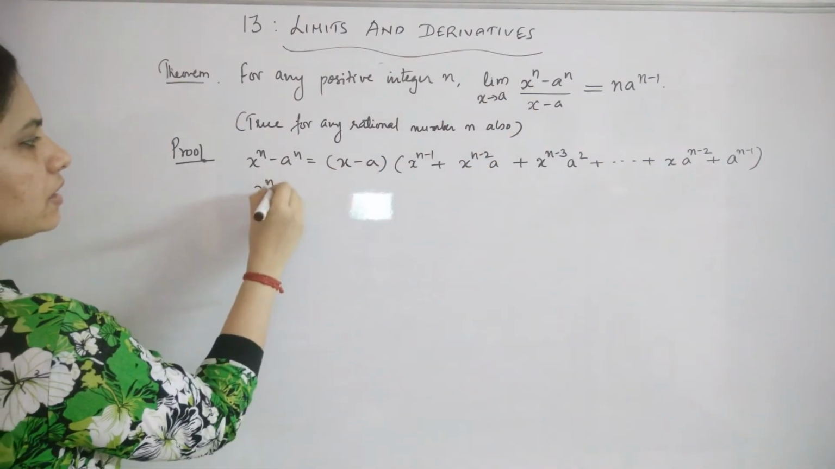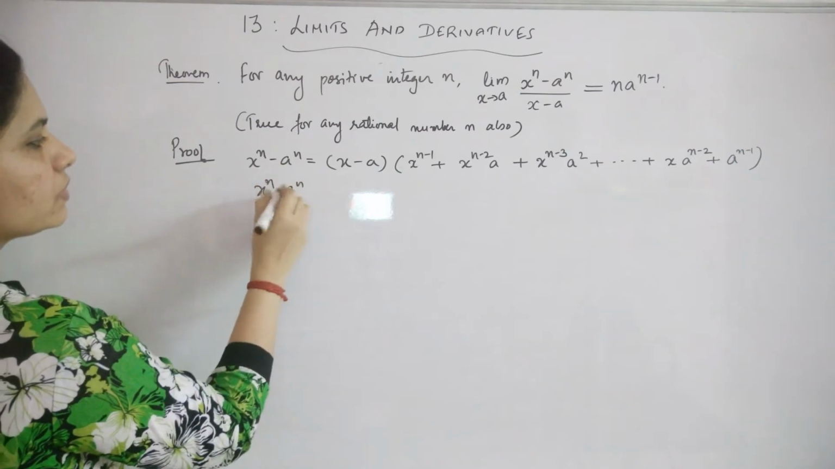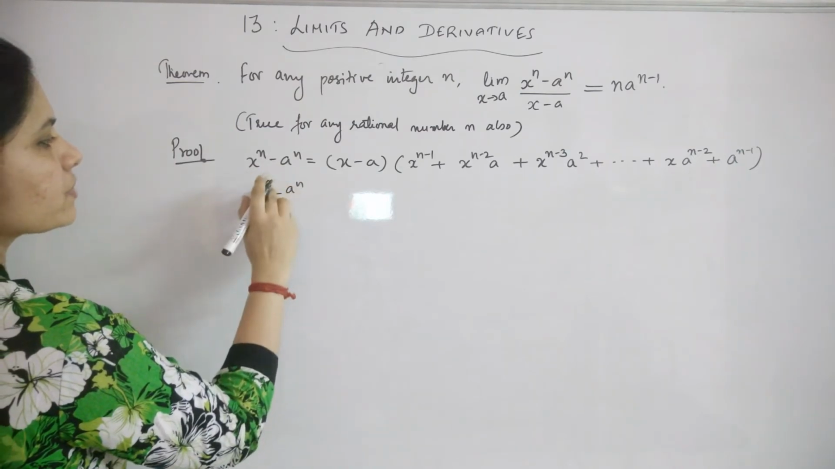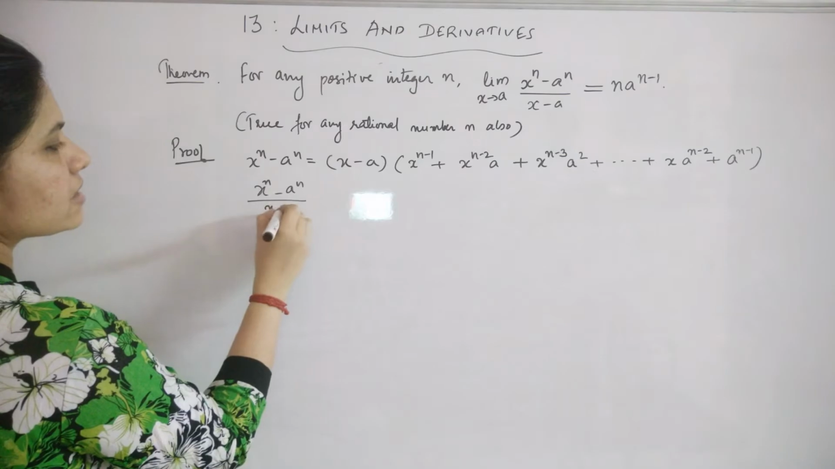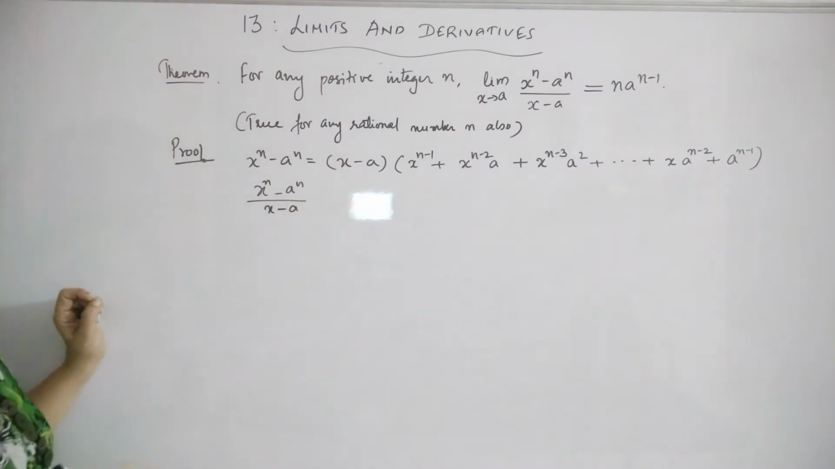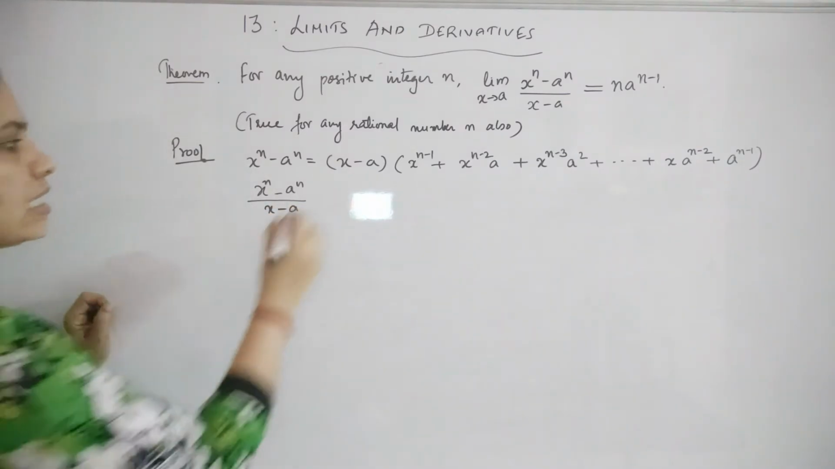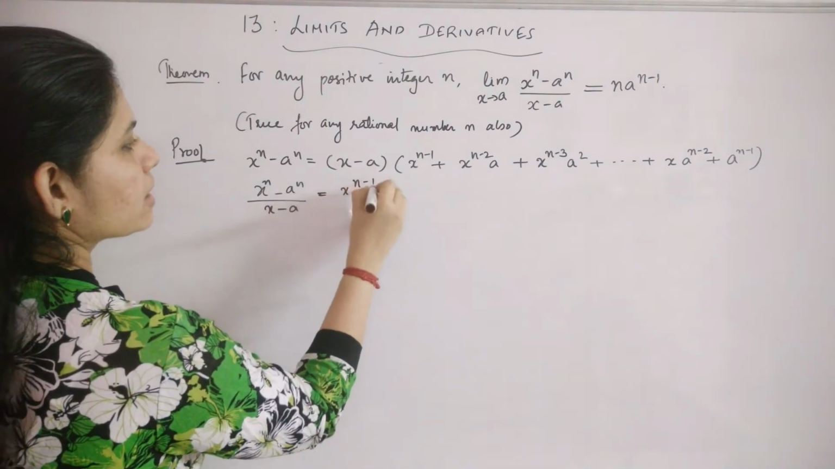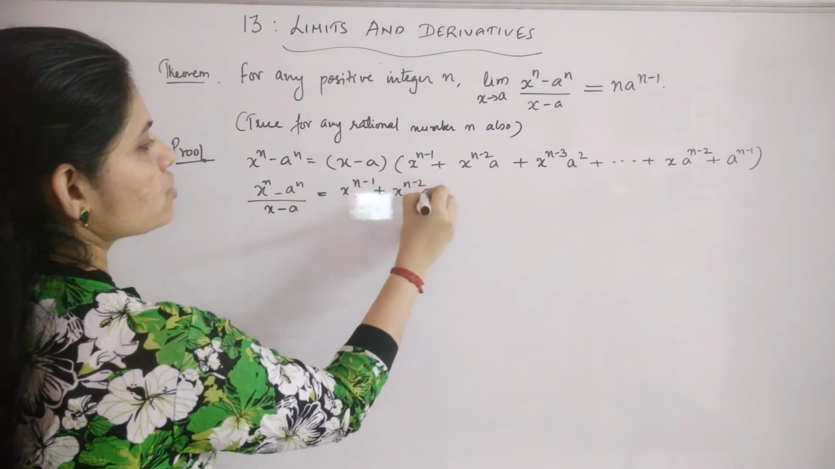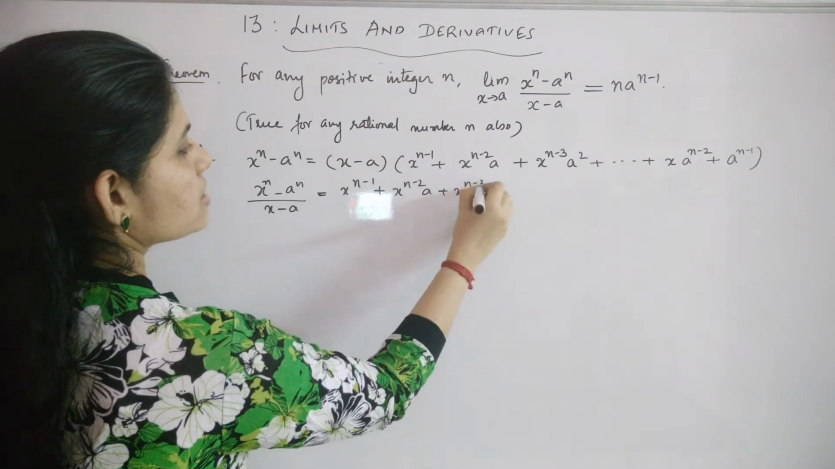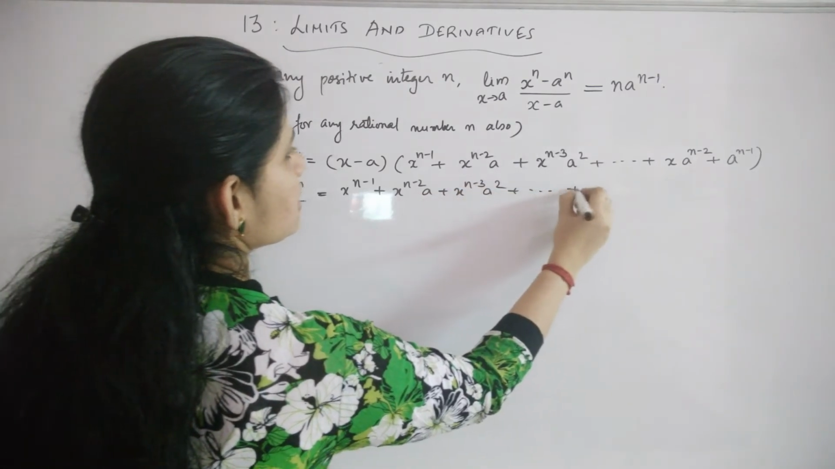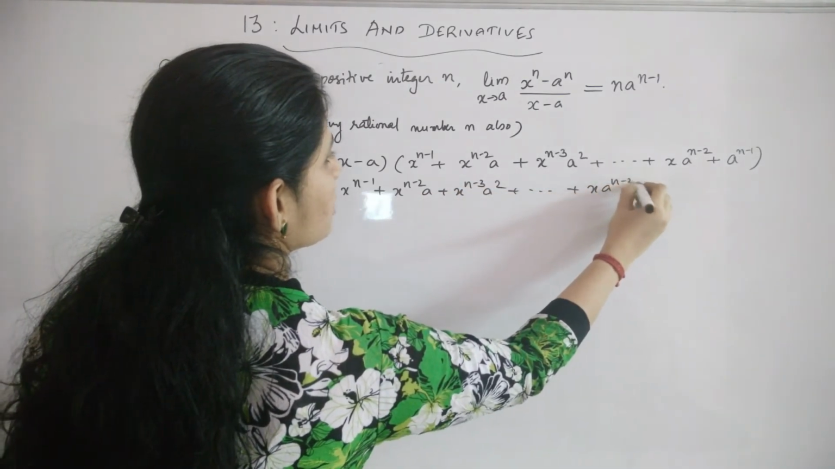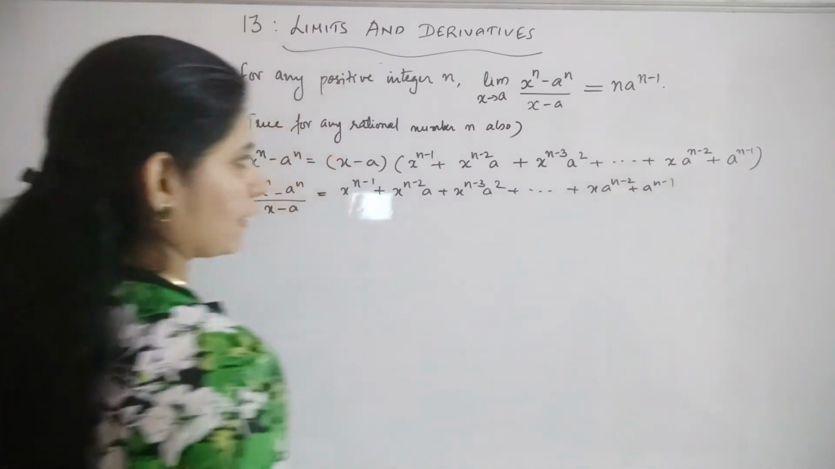So I am just taking that term to the left hand side, so that I will get x raised to n minus a raised to n divided by x minus a is equal to x raised to n minus 1 plus x raised to n minus 2 into a plus x raised to n minus 3 into a square plus etc. plus x into a raised to n minus 2 plus a raised to n minus 1.